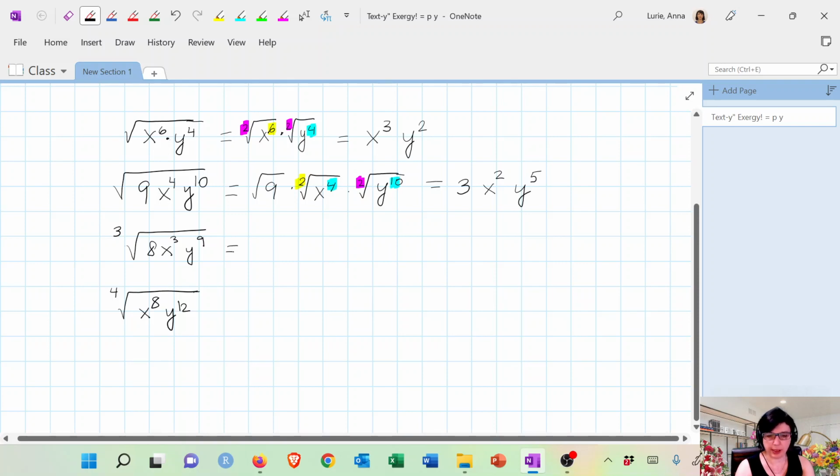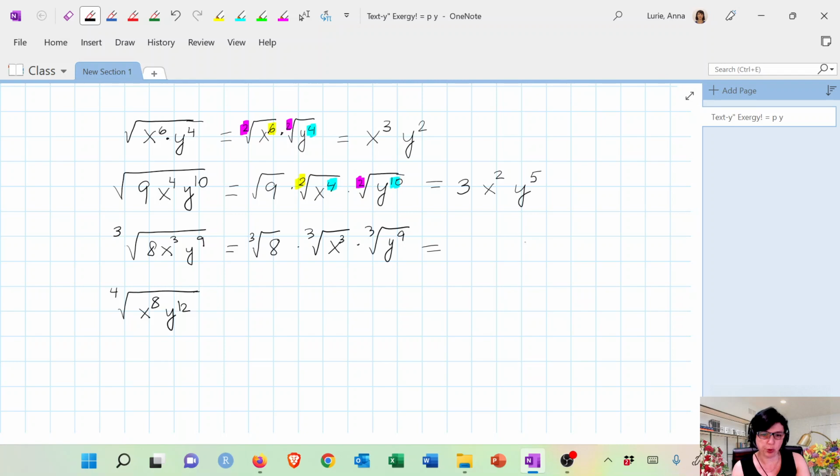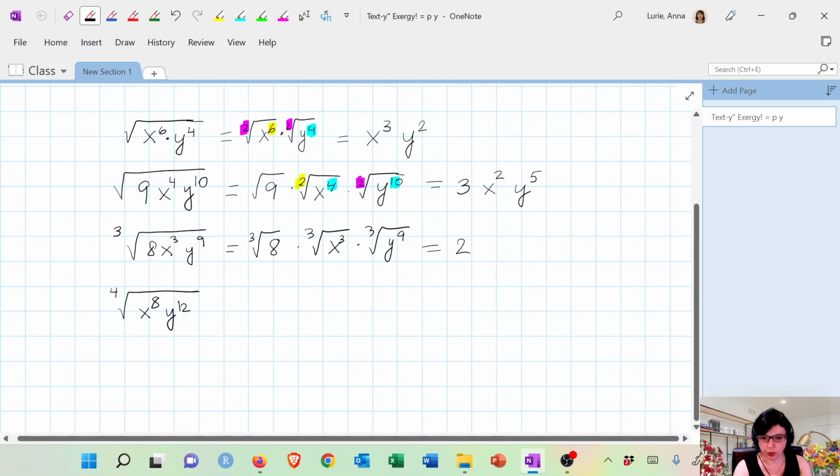Now let's look at the cube one. Same idea, exact same thing, split it apart. Take the cube root of 8, then the cube root of x cubed, and then the cube root of y to the 9. It is exactly the same thing. For the cube root of 8, if you want to use a calculator, that's fine, but I know that 2 times 2 times 2 gives me 8. So I know that this is 2. But use a calculator by all means.